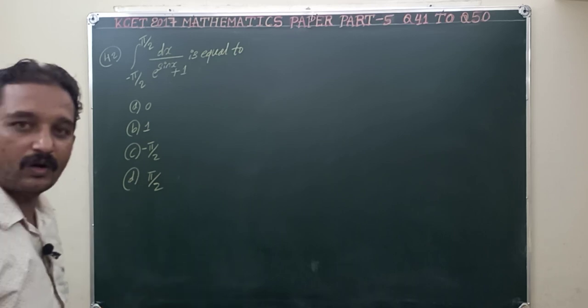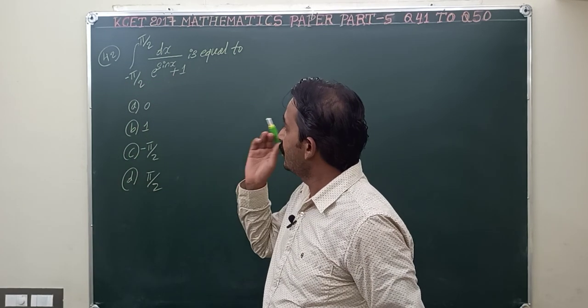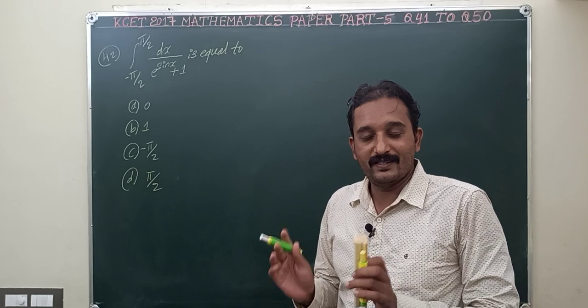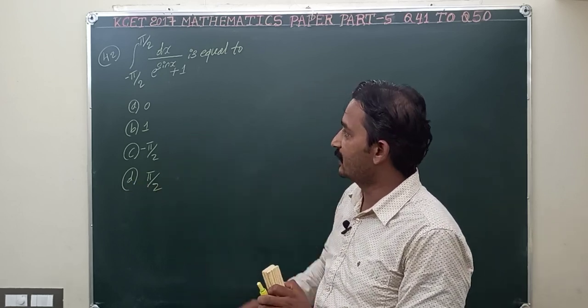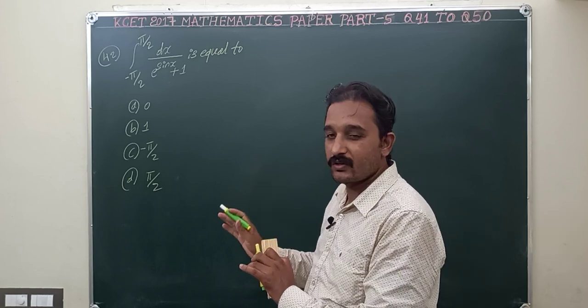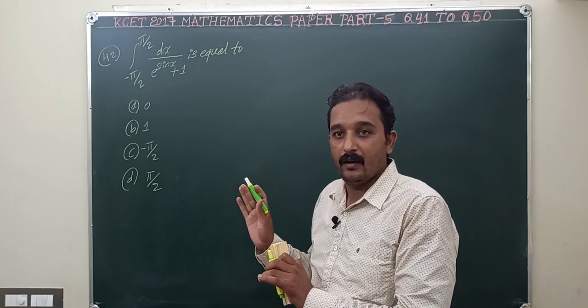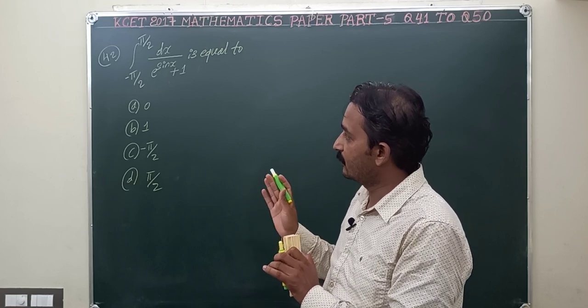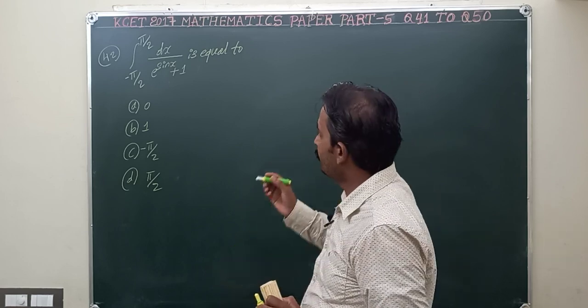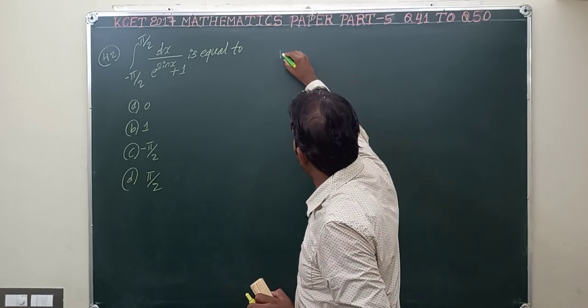So now let us move on to the next question, question number 42. This question is once again based on the chapter integration, particularly properties of definite integration. I am not solving this question by using properties of definite integration. I am solving by using a shortcut method. So we know the shortcut method.